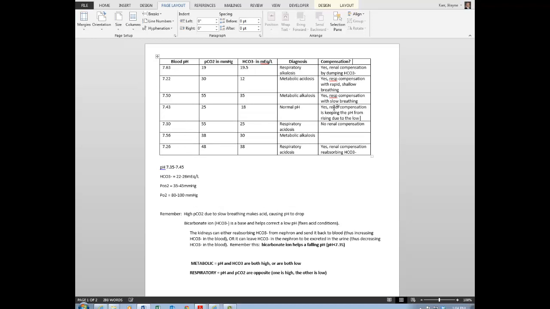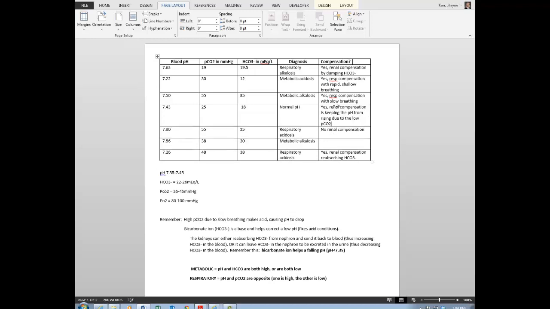The next one, this metabolic alkalosis, if I look at the cause here, we have a PCO2 that falls within the normal range. So I have a metabolic alkalosis here because I have a high HCO3 and a high pH. So is the respiratory system fixing it? No, it's not.